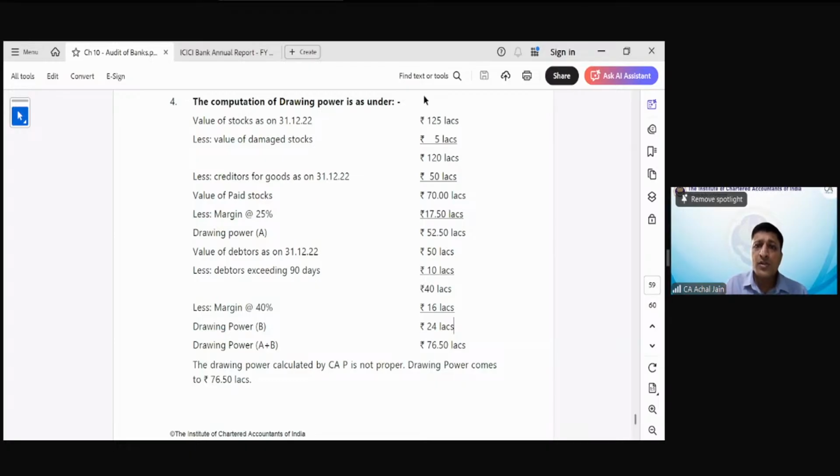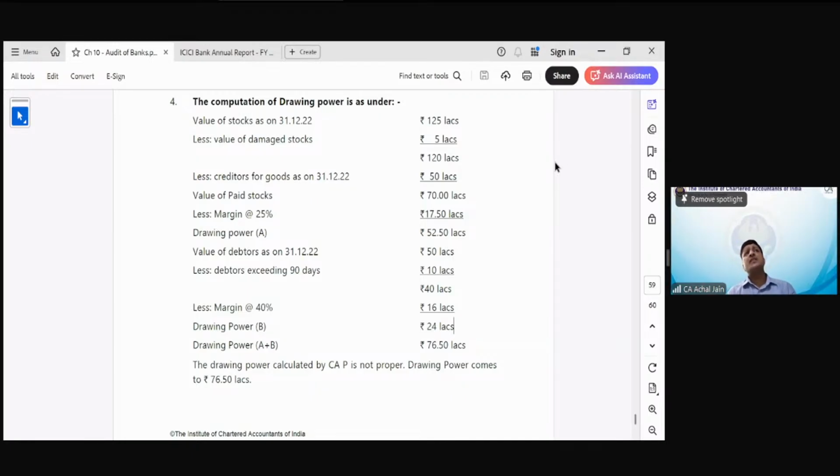Now we will try to understand the auditor's aspect. As an auditor, we need to understand what the role of the auditor is going to be. Because this DP calculation, the auditor will not be doing this. Who will compute this? Management.